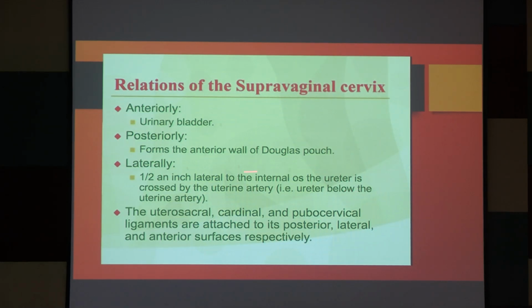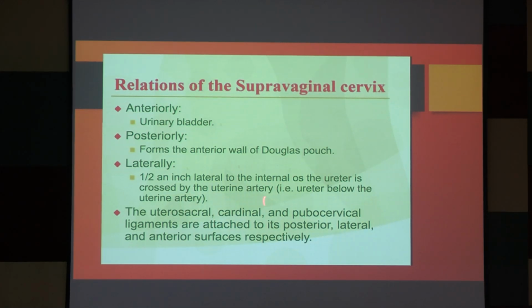Lateral to the supravaginal part of the cervix, what structure is lying? Lateral to the internal os, how much away? Half an inch, that is 1.25 centimeters away from the internal os, is the ureter. The ureter is crossed by the uterine artery. The uterine artery is entering the uterus, and the ureter is passing below the uterine artery. The picture will be shown. So that is very important.